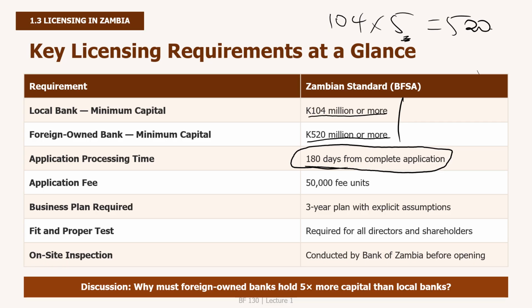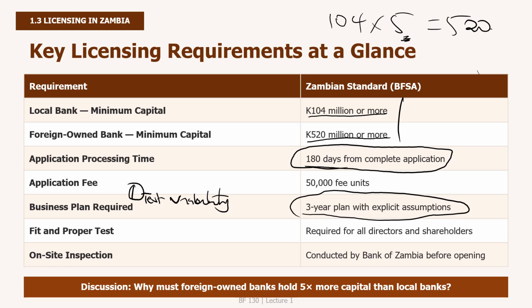A 3-year plan with explicit assumptions. I think this is critical. Why? We might ask that question as well. These assumptions are key. Why are we doing this? We want to test viability. That is, will this bank survive? Will this bank survive? What else are we trying to do?